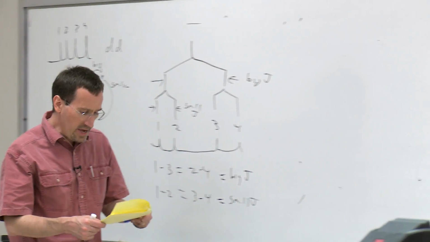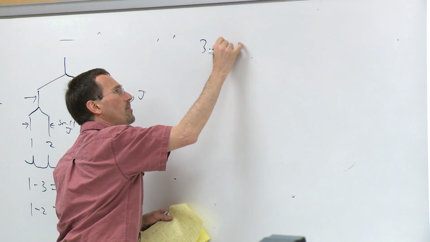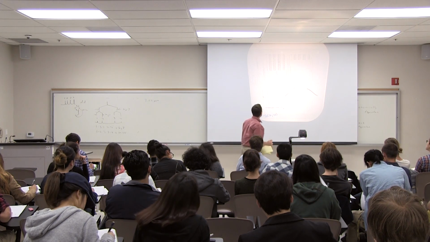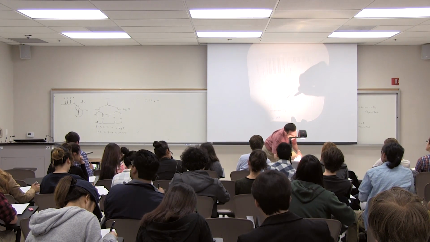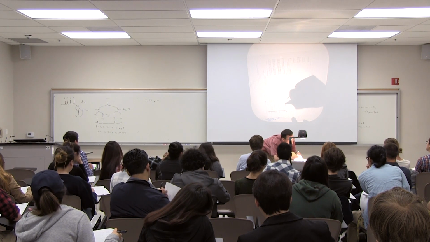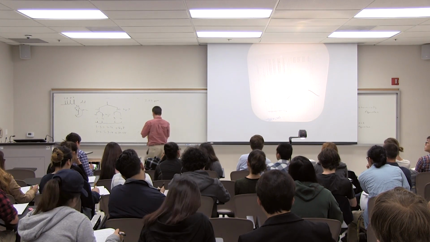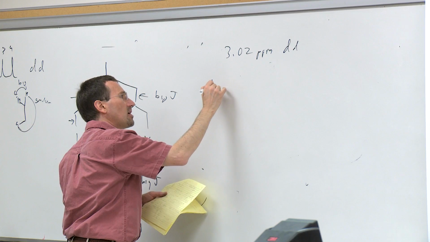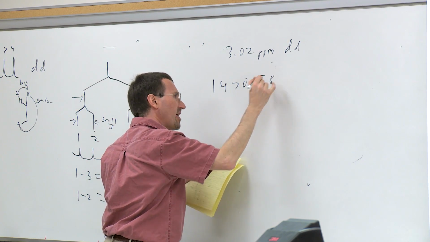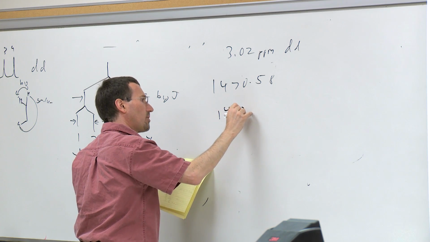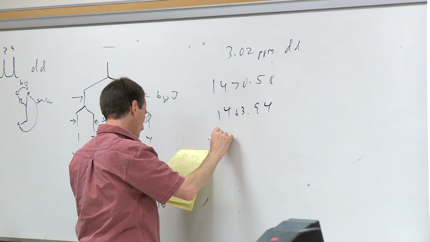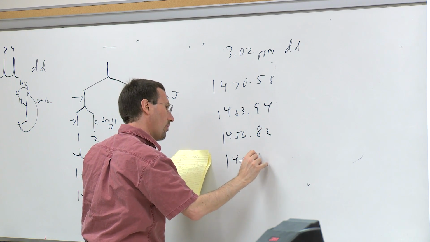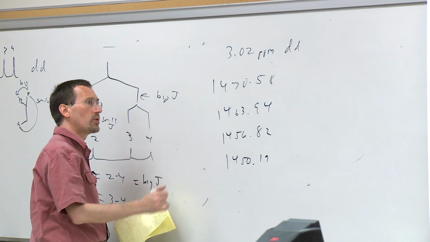And if we look on our peak printout, for our peak at 3.02 ppm, that's just right over here. It's the one that's these four. It's really hard staring into the light. It's these four over here. And if I transcribe my values in hertz, so this is our more downfield DD, 1470.58, 1463.94, 1456.82, and 1450.19. So those are our lines 1, 2, 3, and 4.